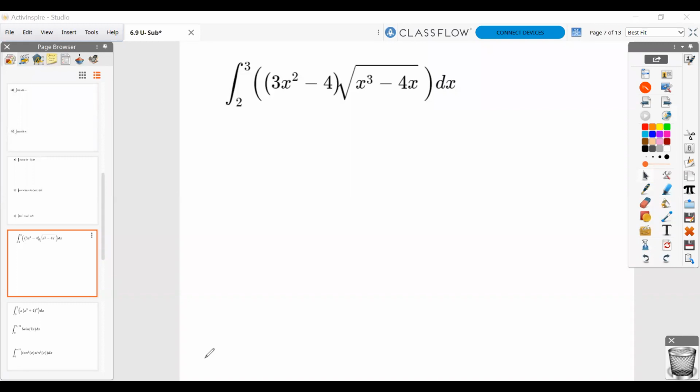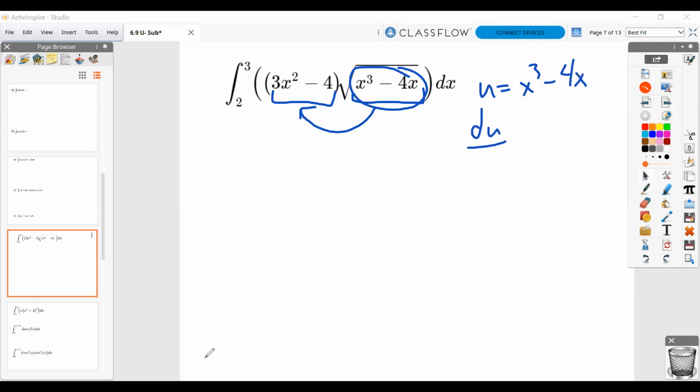All right, well, what if we had bounds? So in this problem, we have bounds. We're still going to have to do u sub, right? So this is a definite integral, but we have to figure out which one we're going to use as u. Is it going to be the x cubed minus 4x or the 3x squared minus 4? We can pretty clearly see that 3x squared minus 4 is the derivative of x cubed minus 4x. So let's let u equal x cubed minus 4x.